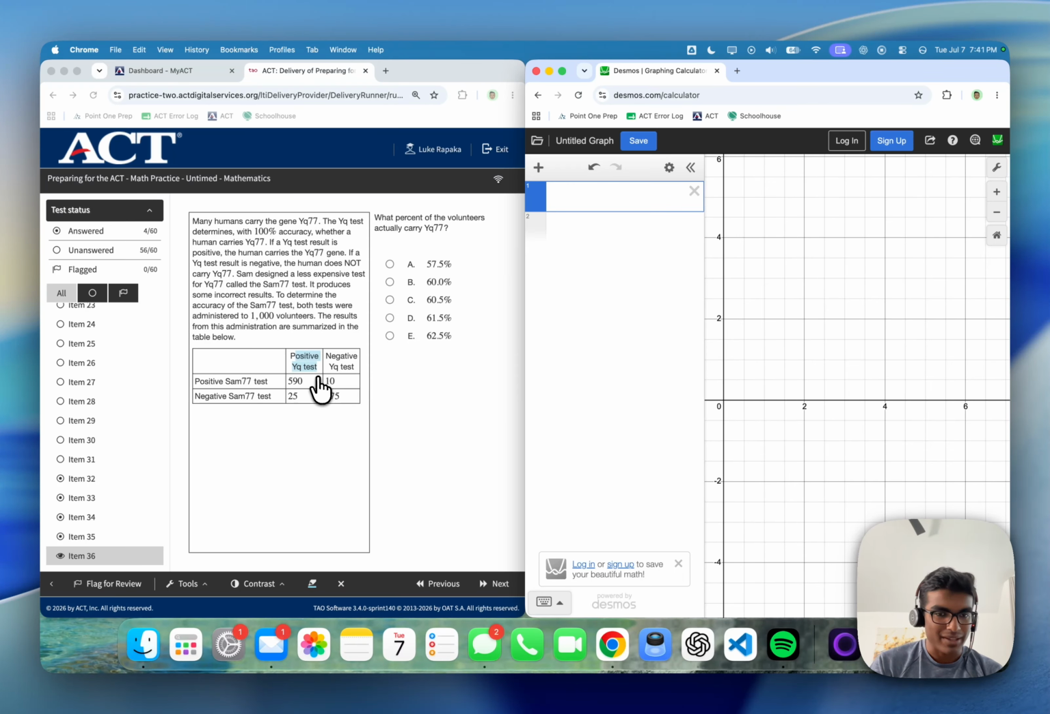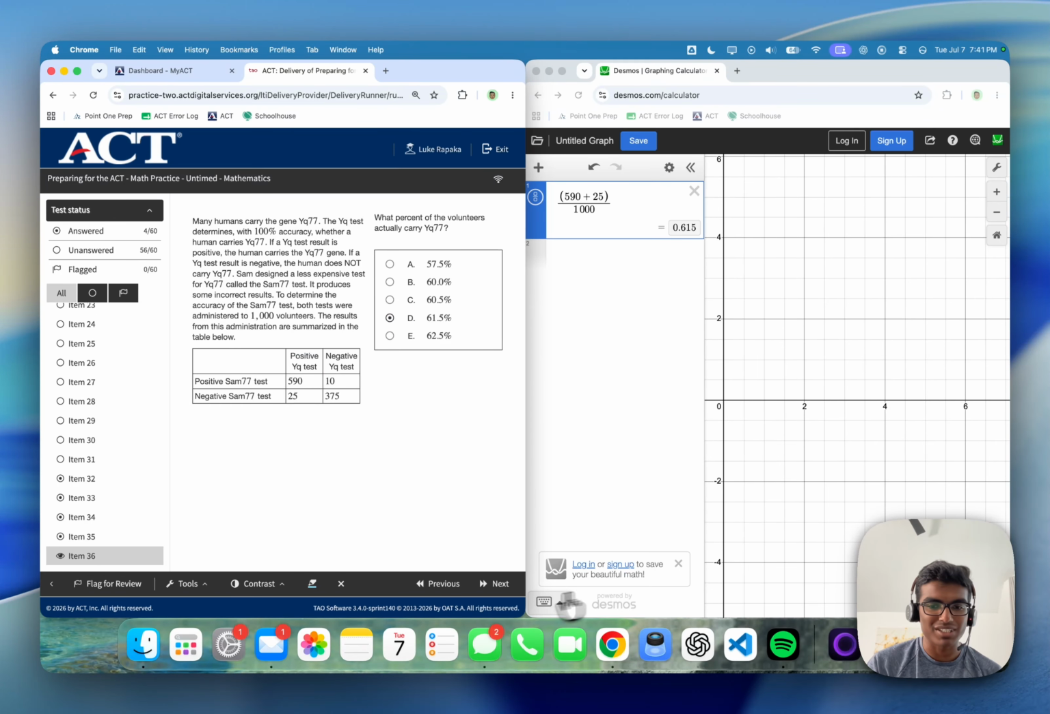Oh wait, sorry, I don't know what I was thinking. The question is the percent of the volunteers that actually carry YQ77. So it would actually be 590 plus 25, which gives us 615. Divide that by 1,000, and then we get 0.615, and then multiply that by 100, and you get 61.5%.